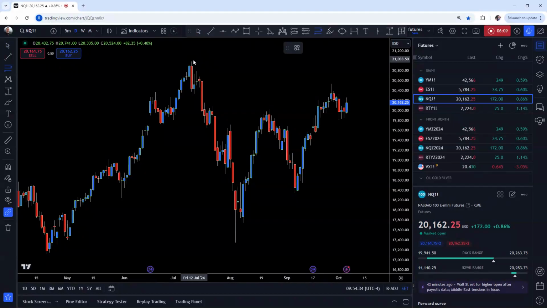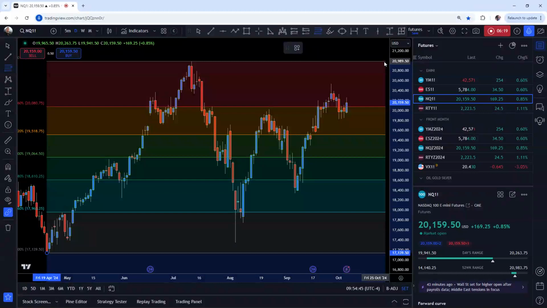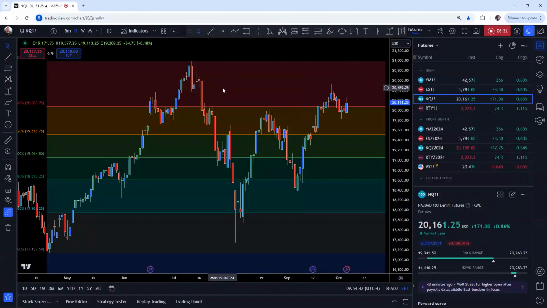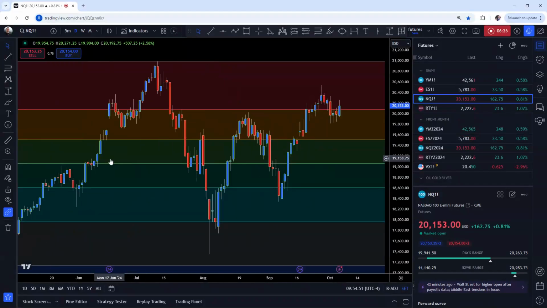I'll show you. So let's say, okay, so here's the Nasdaq. Let's use this one, right? Let's pull it up. Here's the bottom. There's the top, right? And where are the levels? So I'll show you right now. 23%, 38%, 50%. Okay, so how would I trade this?